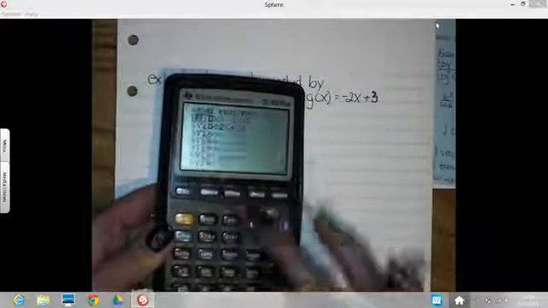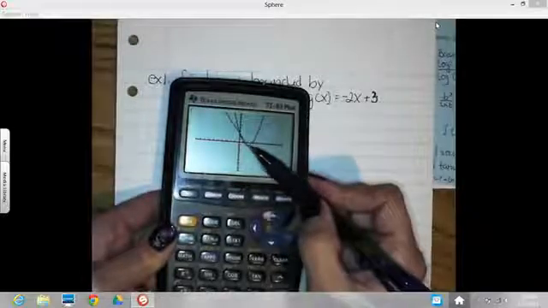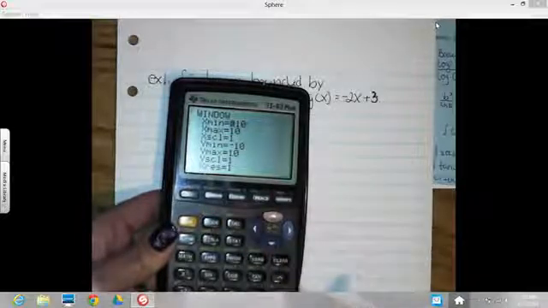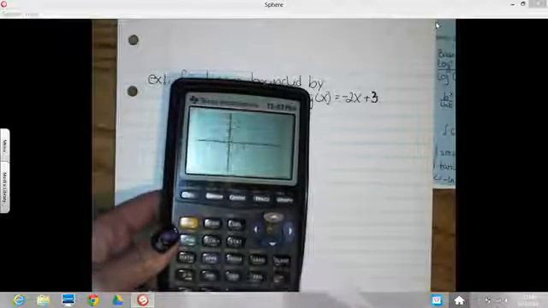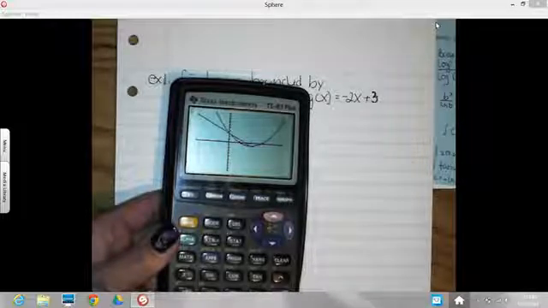Do a zoom 6. There's my parabola, and there's my line. I can see there's a little region in here. If we want to see more of it, I'll just get rid of some of this x-axis. I'll go negative 3 to 5. Should be able to pick up more of it there. Okay, so it's just a very small region.